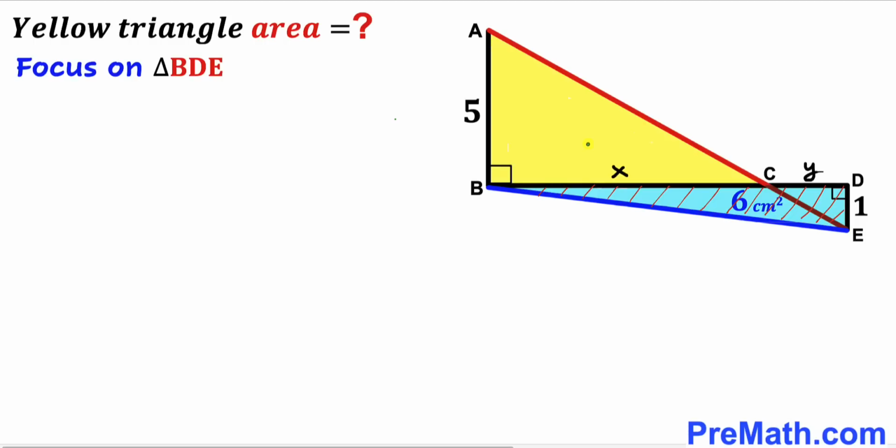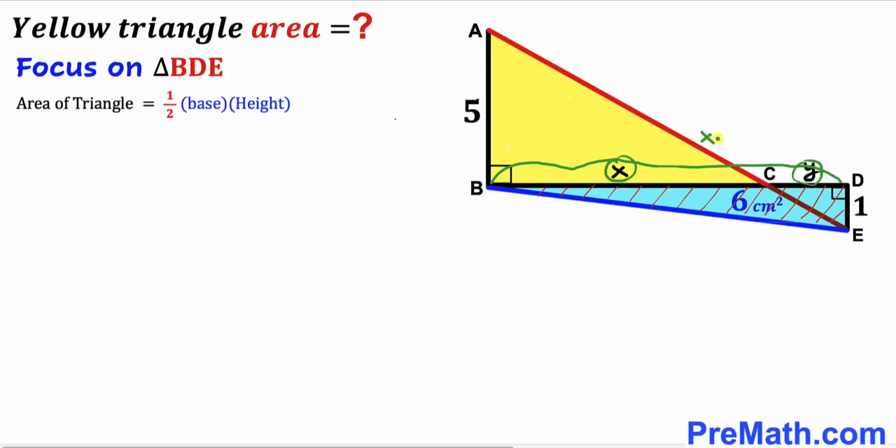Now let's focus on the blue shaded triangle BDE. Recall the area of a triangle formula again: area equals a half times base times height. Here the base of this blue shaded triangle is the whole side BD, which is x plus y. So we can write x plus y, whereas the height of this blue triangle is 1. Furthermore, the area of this blue shaded triangle is given as 6 centimeters squared.